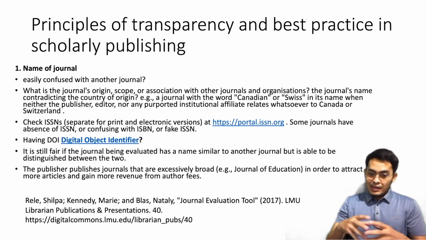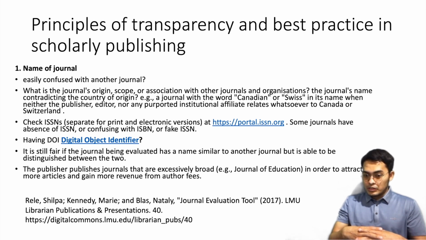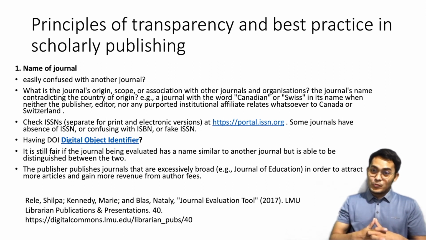Okay, so the first point that we would like to see is the name of the journal. We need to see whether the name of the journal is easily confused with another journal. What about the journal origins, the scope, or any association with other journals and organizations? Sometimes there are contradictions. For example, here a journal with the words Canadian and Swiss in its name, when neither the publisher, editor, nor any purported institutional affiliate relates whatsoever to Canada or Switzerland. So it's quite confusing, the country of origin in there.